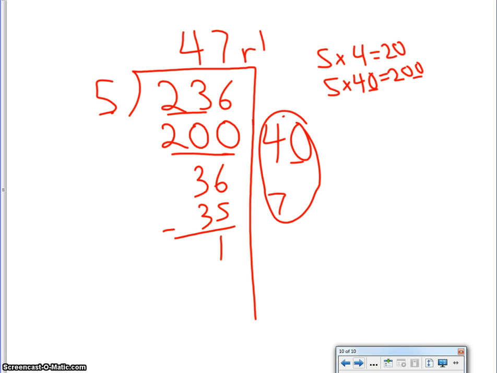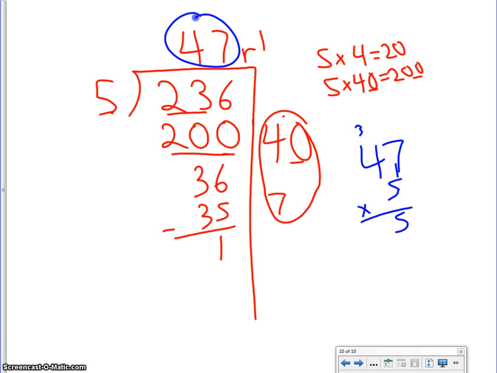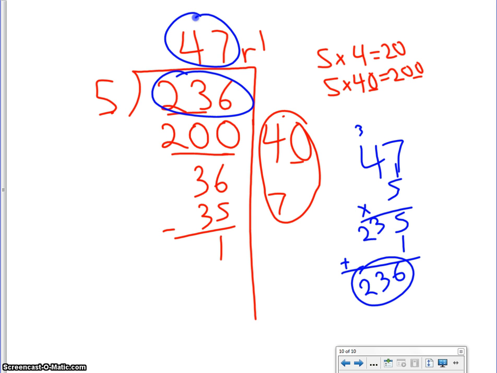And then we teach them too, no matter what you do, you can check using multiplication. So I can do 47 times 5, and I'll use the traditional method here. This is 35, 23, add the remainder back in, and I should finish with what I started with. That way I know I did the problem correctly. So between these different strategies, as well as the multiplication check step, they should have some nice success when they're dividing. If you have any questions, please don't hesitate to email your teacher. Thanks.